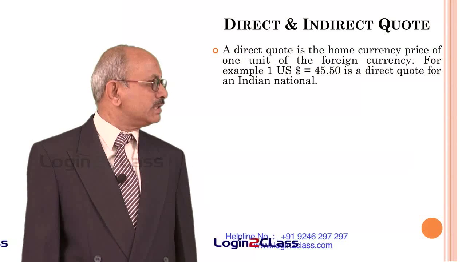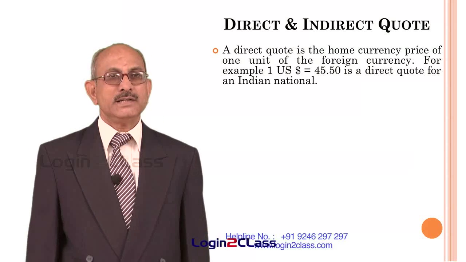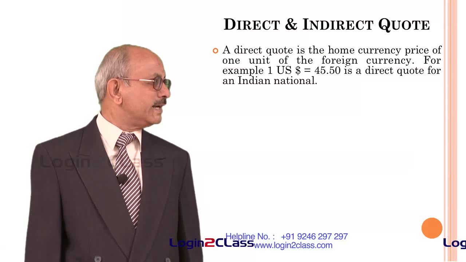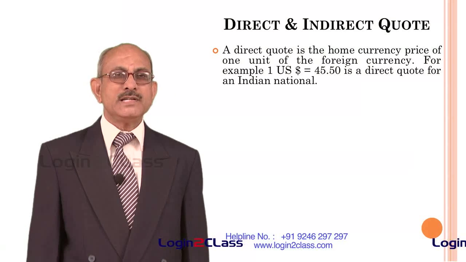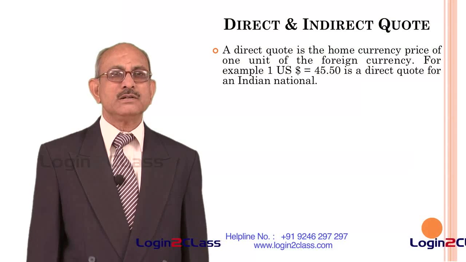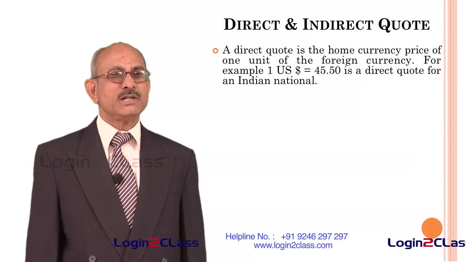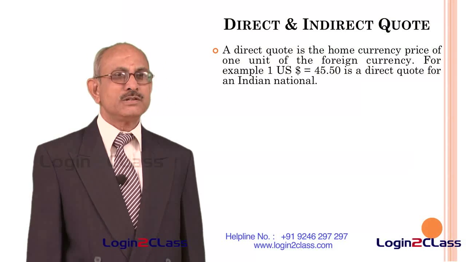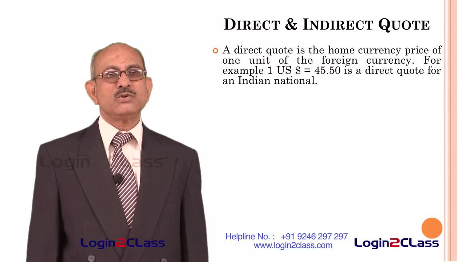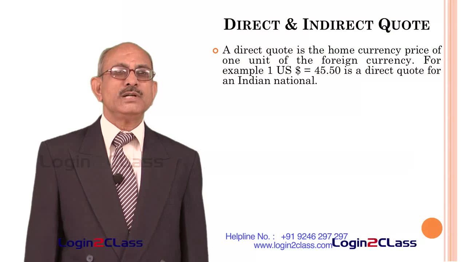A direct quote is the home currency price of 1 unit of a foreign currency. So in a direct quote, we always take 1 unit of a foreign currency, for example, 1 US dollar or 1 euro. And if 1 US dollar is, let us say, 45.50 rupees, that is 45 rupees 50 paisa, it is called a direct quote, because here we are quoting in Indian rupees the price of 1 unit of foreign currency.